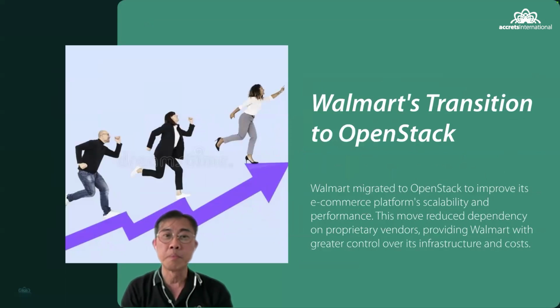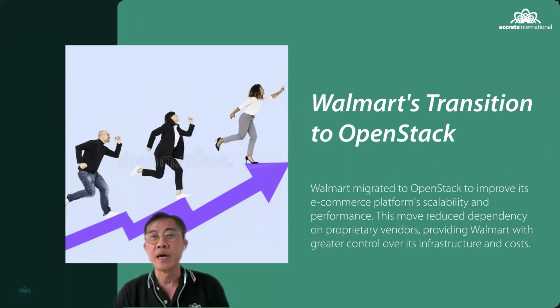Walmart is a big retailer in the US. They also migrated to OpenStack for the e-commerce platform, for scalable performance, and so on. They no longer have to pay a lot of licensing fees. But of course, I think they do have to spend some money hiring people who know OpenStack.